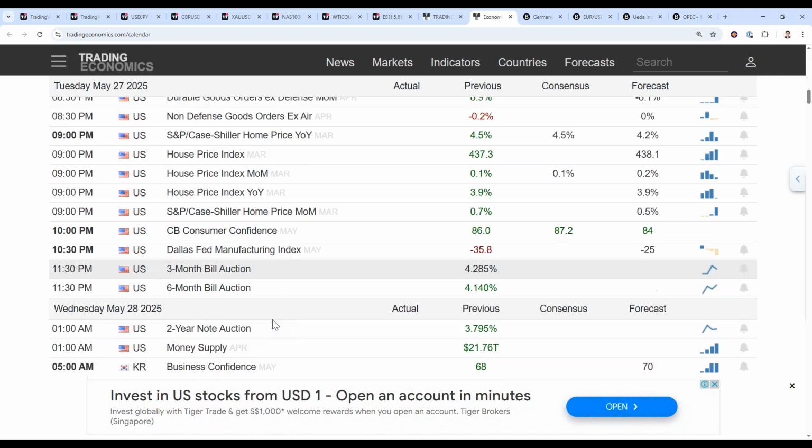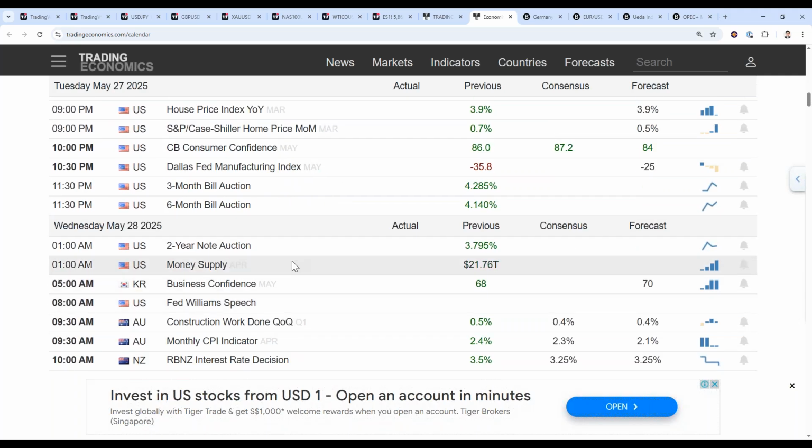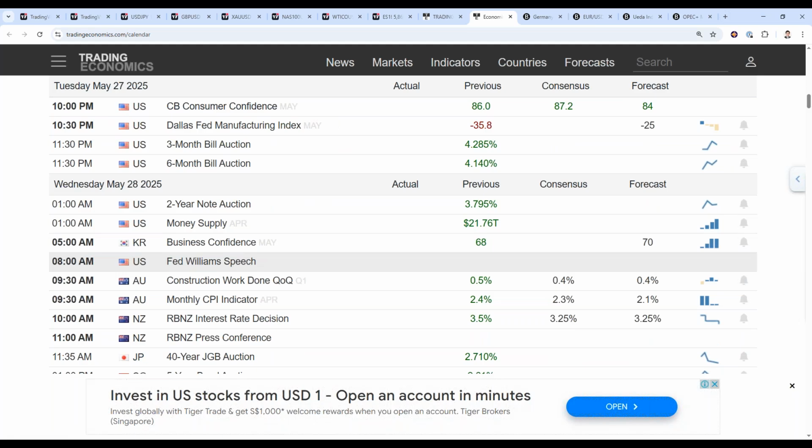All right, so as we head into the early Asia session tomorrow, before the start of tomorrow's daily dose, we have at 9:30 a.m. the monthly CPI indicator for Australia for the month of April. Market is expecting a slight dip down to 2.3% from 2.4% in March. And at 10 a.m. we have the RBNZ interest rate decision and the RBNZ press conference thereafter at 11 a.m. Market is expecting a cut of 25 basis points to 3.5%. So let's see how it goes over here.